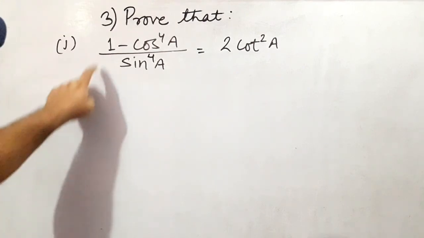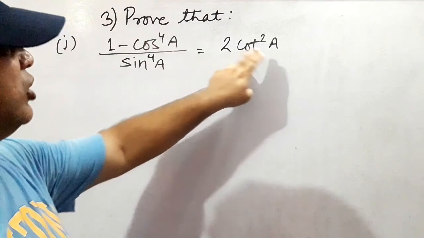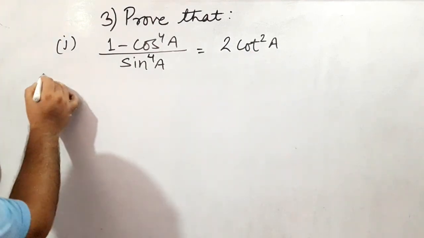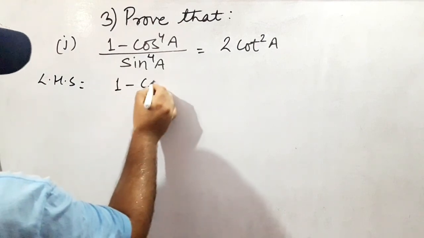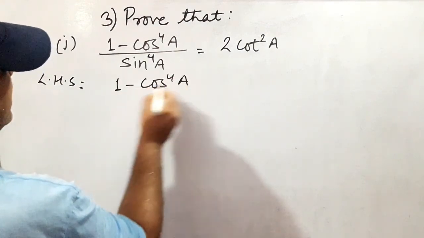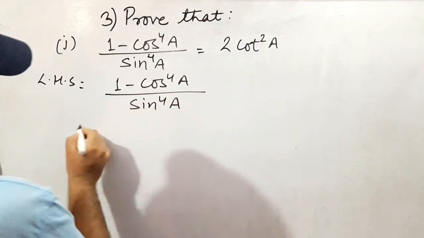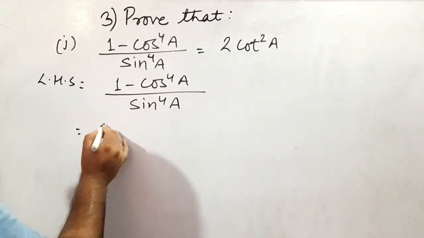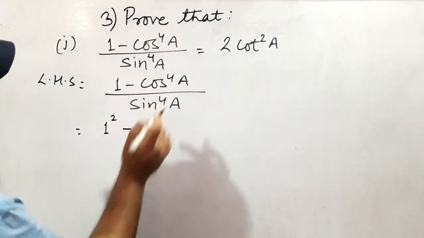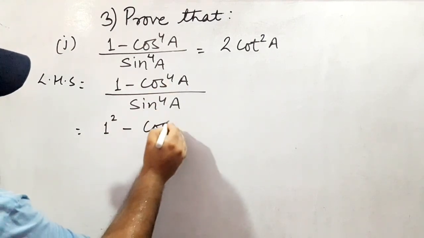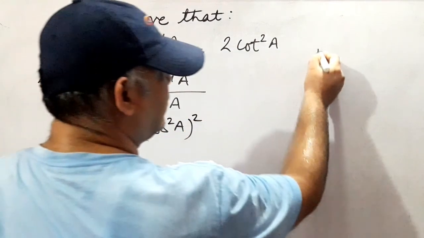Let's see the next question. (1 minus cos^4 A) by sin^4 A equals 2 cot^2 A. Taking the left hand side, we have (1 minus cos^4 A) by sin^4 A. This 1 can be written as 1 squared, minus cos^4 A can be written as (cos^2 A) whole squared.